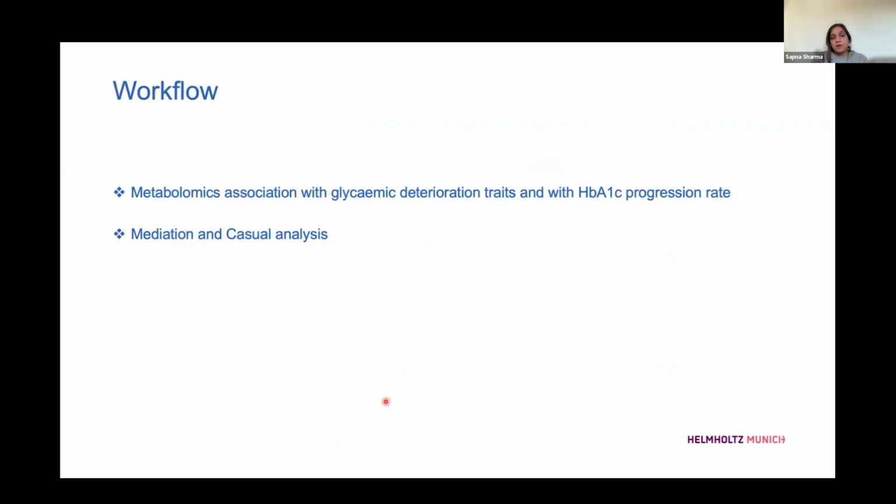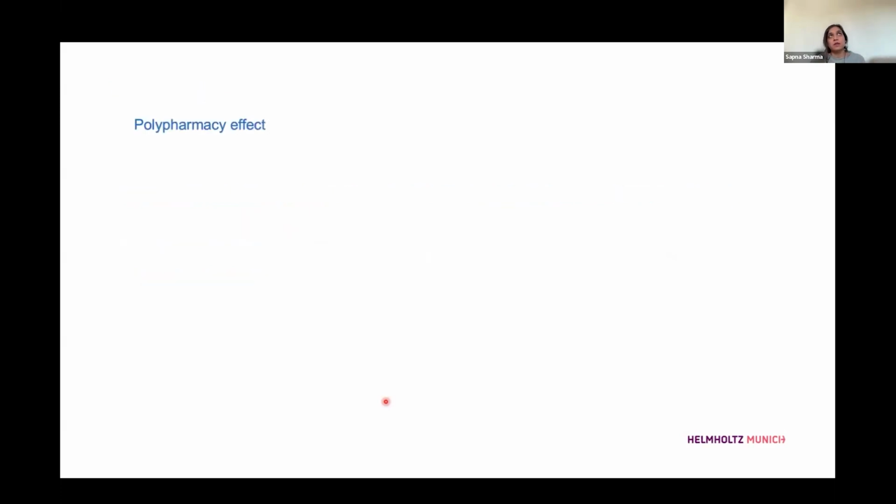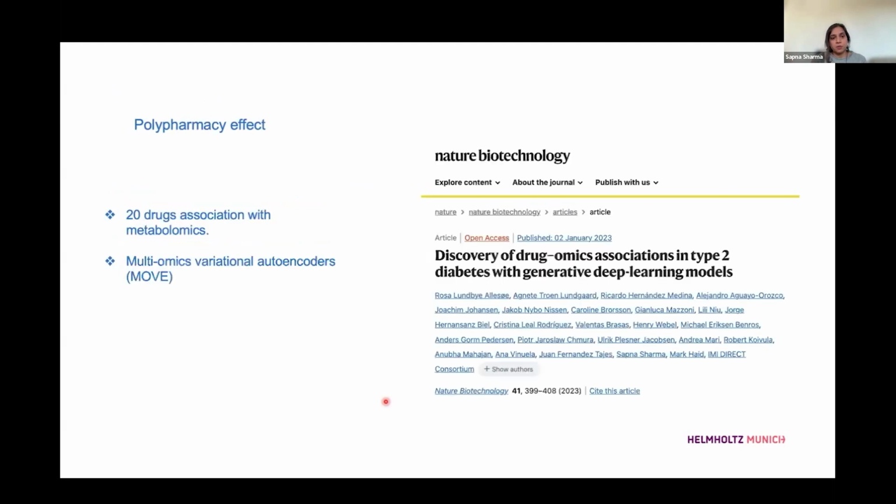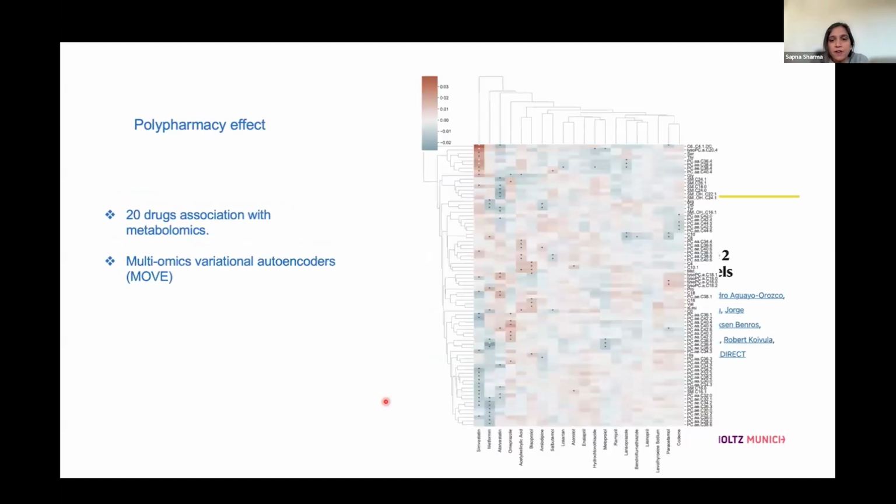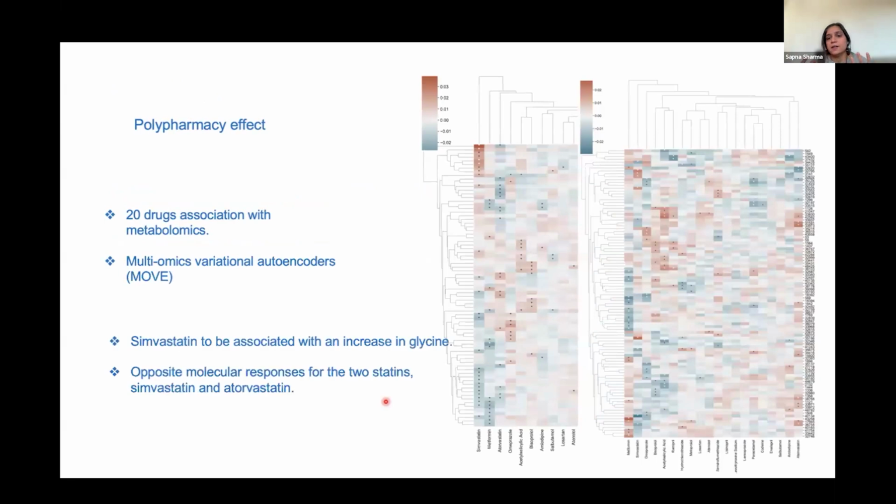Talking beyond, as I said, it was a PAN consortium. It was a big group. So independently, a group from University of Copenhagen associated 20 drugs with metabolomics using their multi-omics variational autoencoder technique. I was also part of this study, and what we found here is a very mosaic and very strange pattern of metabolites given the same type of drug.